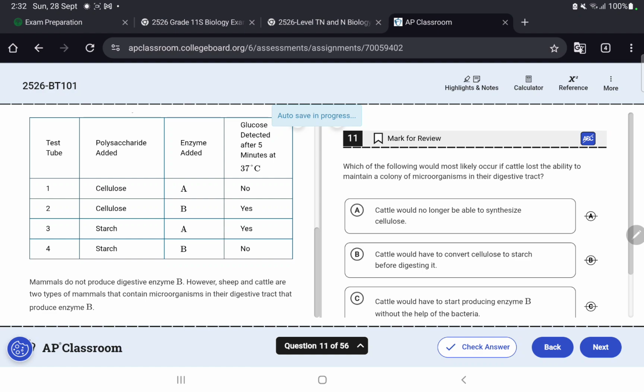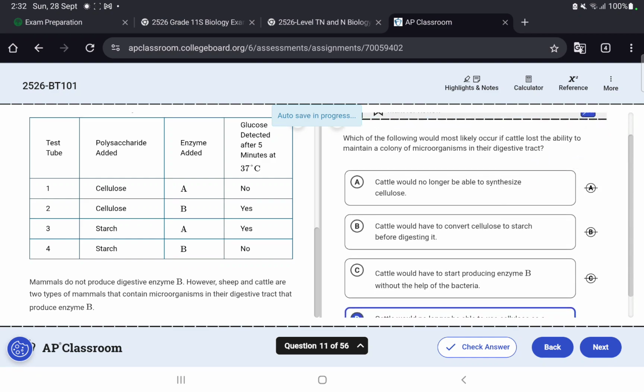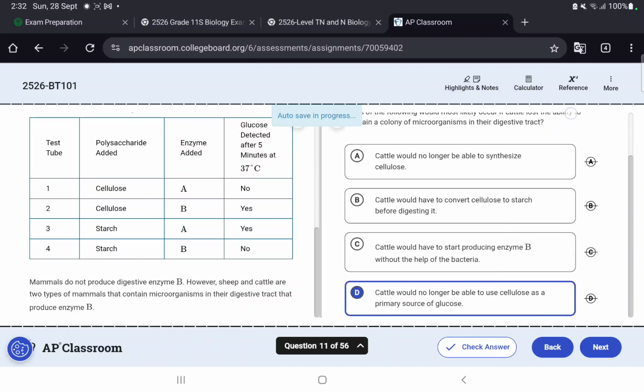Mammals do not produce digestive enzyme B. So us as mammals, we don't produce enzyme B. But sheep and cattle, these are the two types of mammals that contain microorganisms in their digestive tract that produce enzyme B for them. So in cattle, they have microorganisms in the digestive tract that create the enzyme B for them. So what would happen if the cattle lost the microorganisms in their digestive tract? Well, cattle would no longer be able to use cellulose as a primary source of glucose.